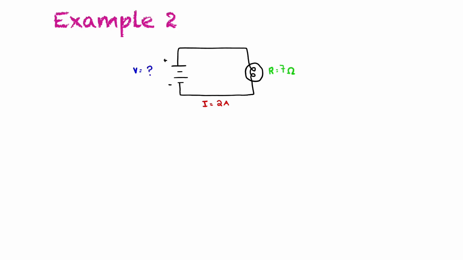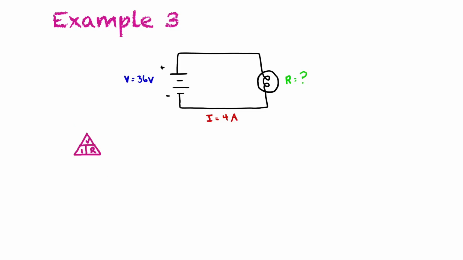In this next example, imagine we have another flashlight. This time we have a light bulb with a resistance of 7 ohms. And we know that the current flowing through this circuit is 2 amps. So the thing we don't know is the voltage. V is equal to I times R. That's equal to 2 amps times 7 ohms, which is equal to 14 volts. So our batteries are supplying 14 volts to this circuit.